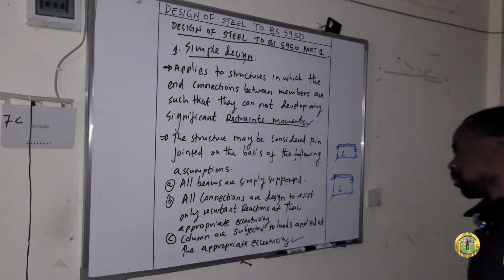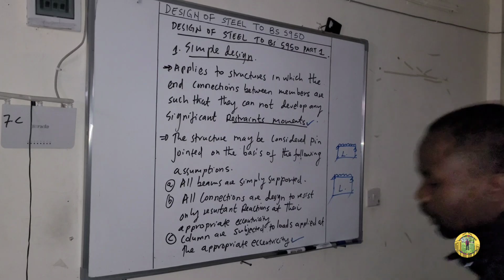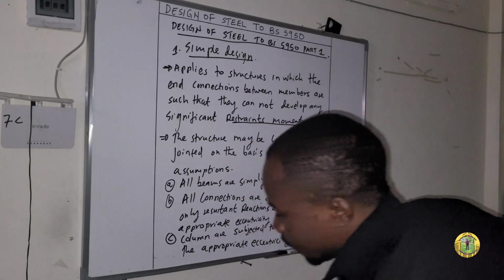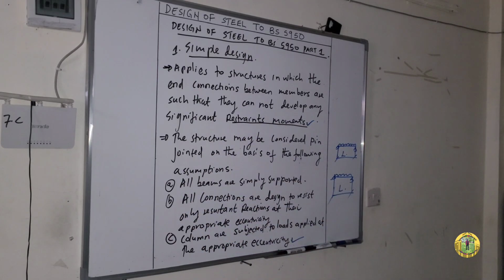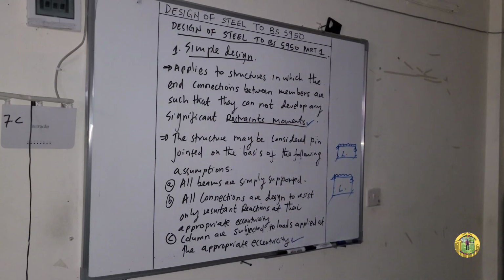B, all connections are designed to resist only the resultant reaction at the appropriate eccentricity. And then C, columns are subjected to loads applied at the appropriate eccentricity. And we have the last one, which is D, resistance to sway is provided by either bracing, shear walls, or core walls. So that is all about simple design.